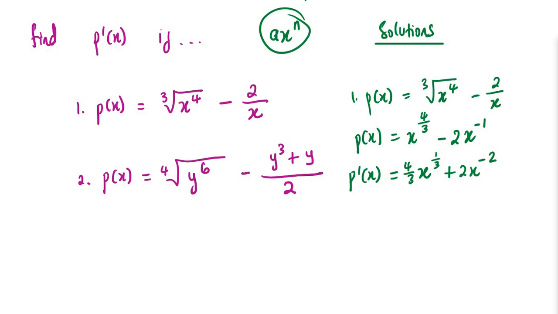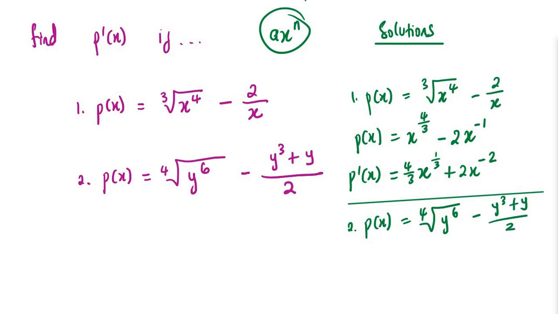And then let me leave it there. Let me not leave it with a positive exponent, because by the way, you'll get your full marks there. Number 2, we're going to have it as p of x, and then the fourth root of y to the power 6 minus y to the power 3 plus y all divided by 2.